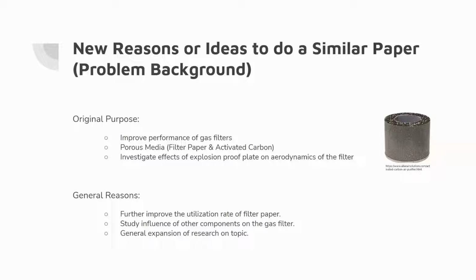Some general reasons to create a similar paper would be to research ways to further improve the utilization rate of the filter paper. As a reminder, utilization rate is the measure of how much of the use time is actually used in productive work. Additionally, in the original paper, the authors indicated further optimization is required for other components of the filter, other than the porous media and the addition of the explosion-proof plate. In general, an expansion to the existing research on the topic would be useful since the original paper was published recently in 2019.